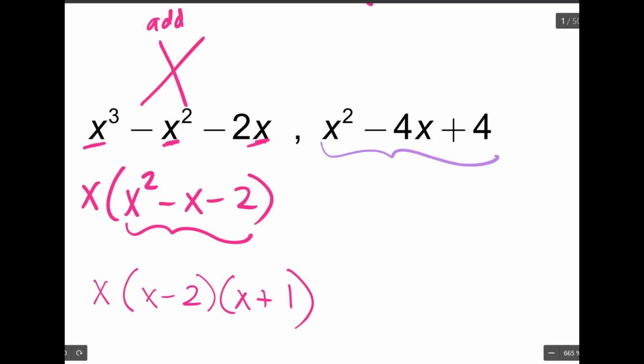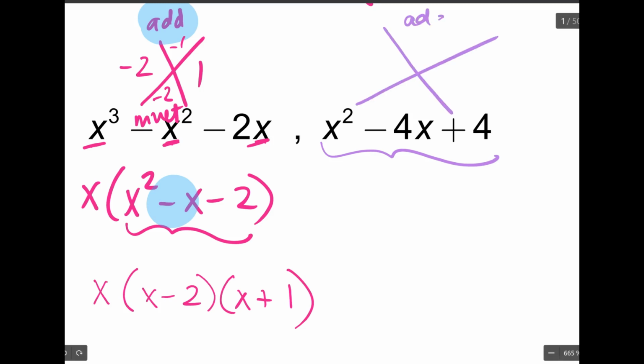Because we're looking for what adds to -1 and multiplies to -2. So that's your A, which is 1, times your C, which is -2. So we say, okay, -2 and 1, when you add them, you get -1. When you multiply, you get -2. Okay, so let's do the other side. I need something that's going to add to -4, but multiply to a +4. -2, -2. Okay, so I have x minus 2 and x minus 2.